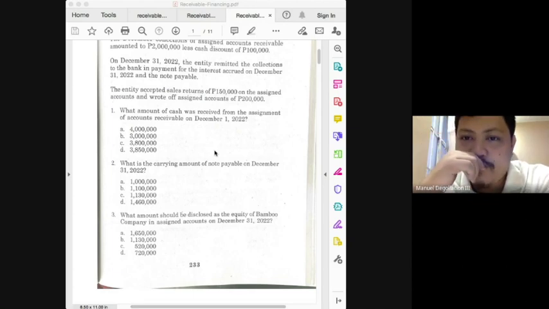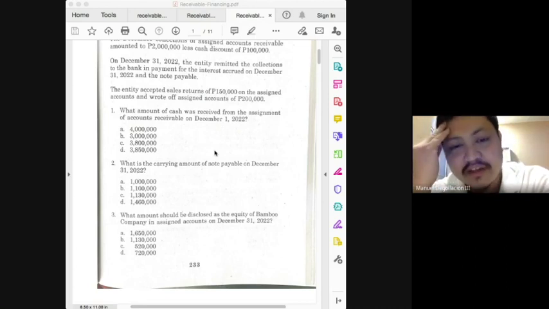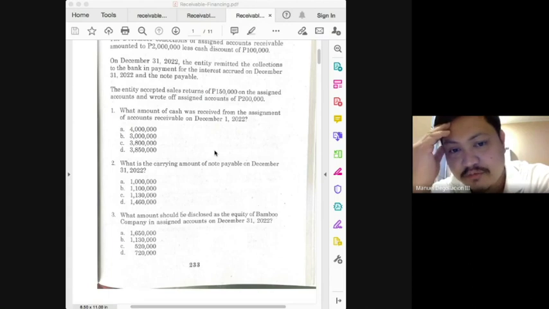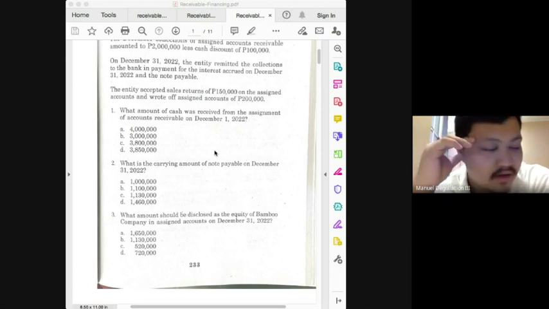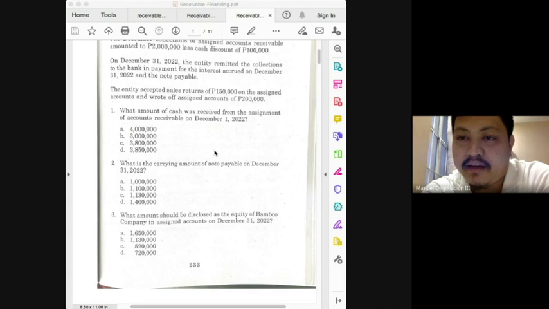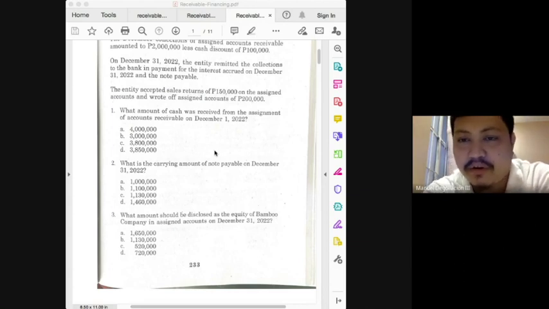But if you go further in the problem, it tells us that there were actually sales returns. If you can recall, what's the effect of sales returns to your accounts receivable? It will decrease because every time you receive sales returns, your entry will be debit sales returns and credit accounts receivable. And the 150,000 returns here pertains to the assigned accounts receivable. So that would be considered in our computation.